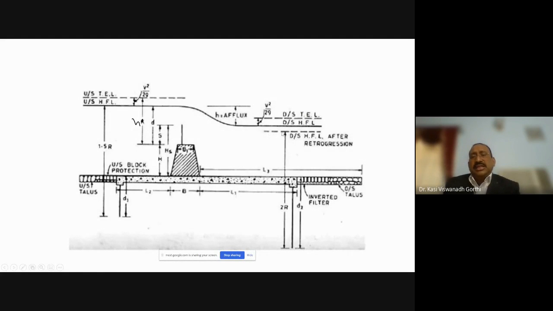So downstream HFL is known to us. To get the total energy line, add V square by 2g. Once you add this V square by 2g, we get the downstream total energy line. From the downstream total energy line, if you add the afflux H, you will get the upstream total energy line, minus V square by 2g gives you upstream HFL. In other words, simply downstream HFL, afflux and upstream HFL are related by this H value, afflux value.